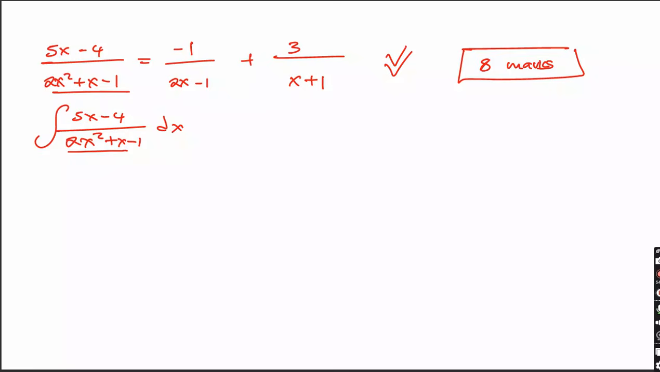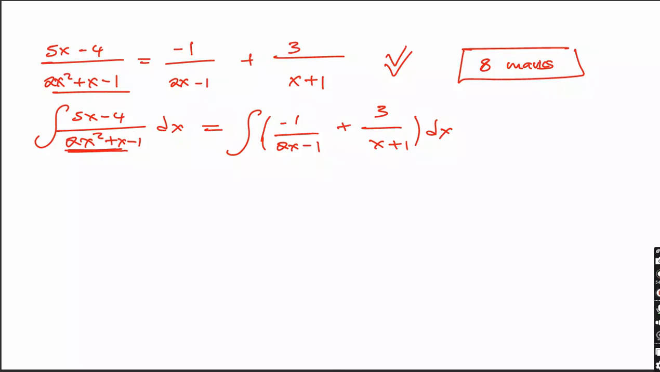same as this. So it is okay for us to say this can also be written as, we can replace where there is this, we put the partial fractions which we actually found. So our partial fractions are going to be negative 1 over 2x minus 1, then plus 3 over x plus 1, then dx.